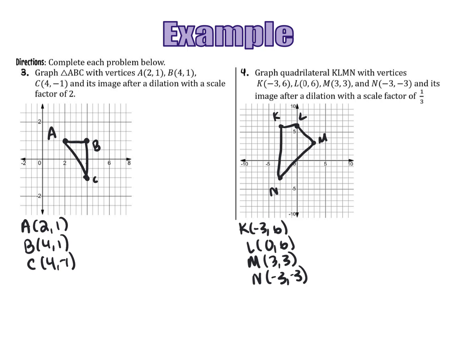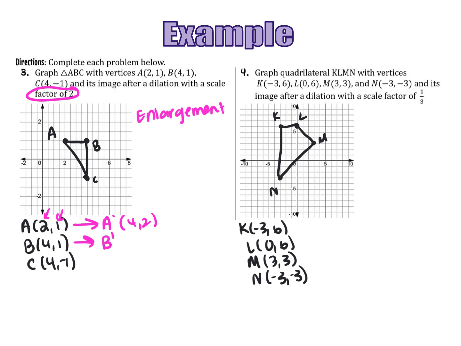All right, now that I have my original figures, let's go ahead and look at our dilations. So we are going to dilate by a scale factor of 2. That means we're going to be looking at an enlargement. We should be getting bigger. So if I take each of my x coordinates and I multiply them by 2, 2 times 2, 1 times 2, I'm going to get that A prime is 4, 1.